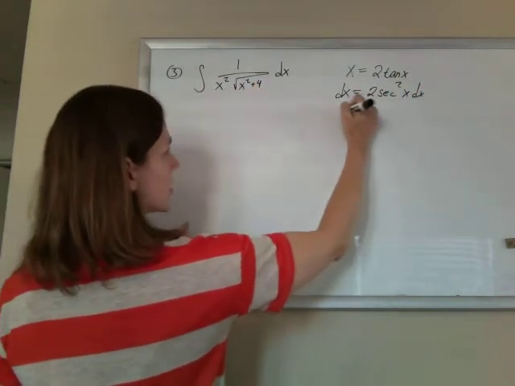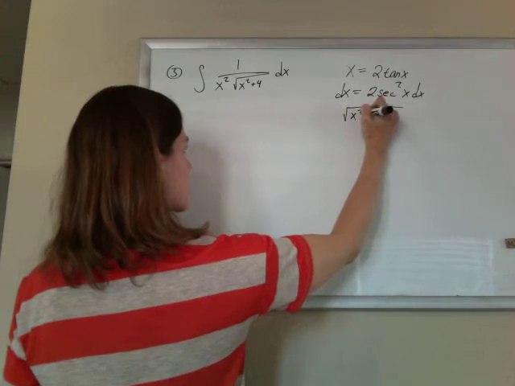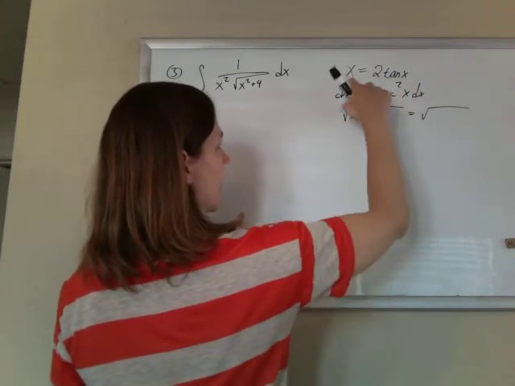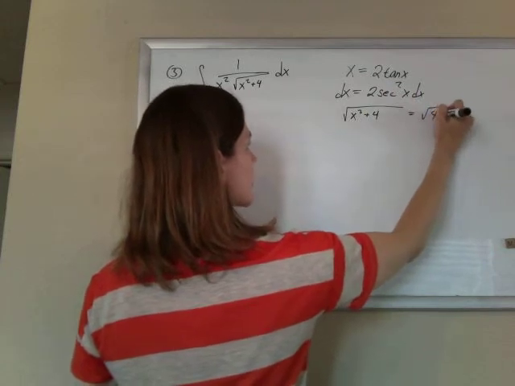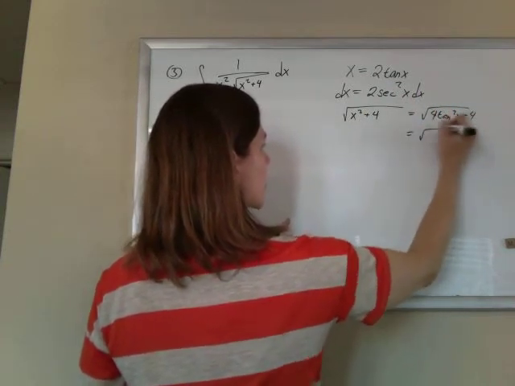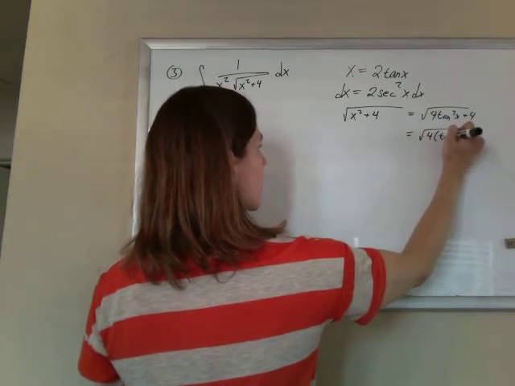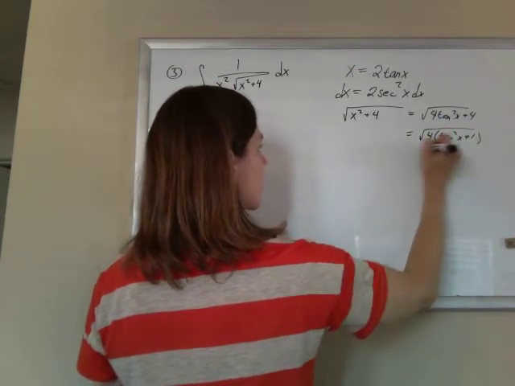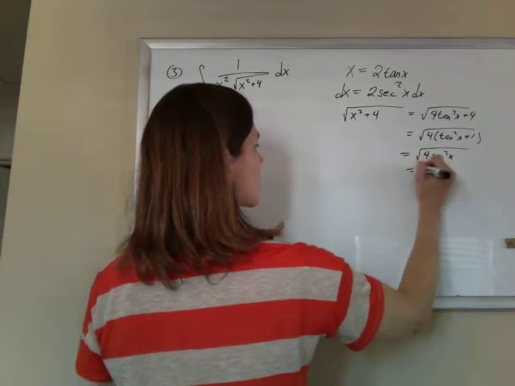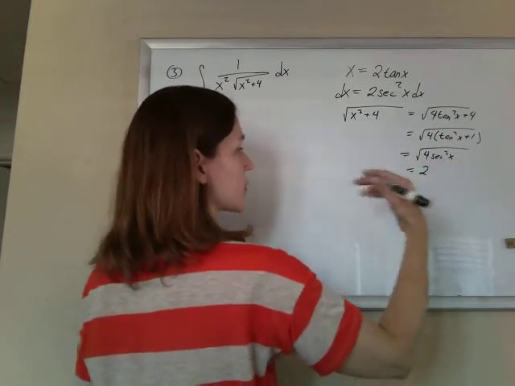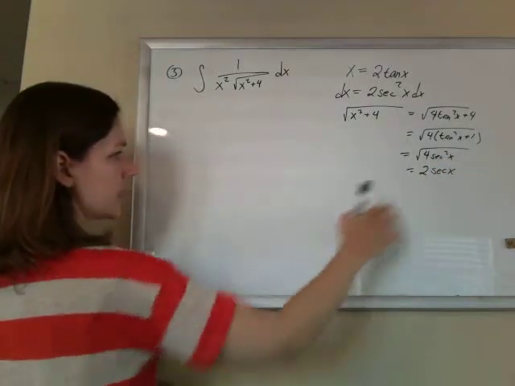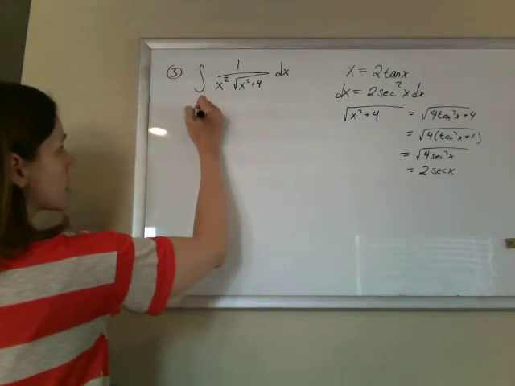Then I like to come to the side and simplify this x squared plus 4. x squared is going to be 4 tangent squared θ plus a 4. So if I pull out a 4, that's 4 times tangent squared θ plus 1, which is the square root of 4 times the secant squared θ, which comes out of the square root just like we planned. So that's a lovely 2 secant θ, no more square root for us.